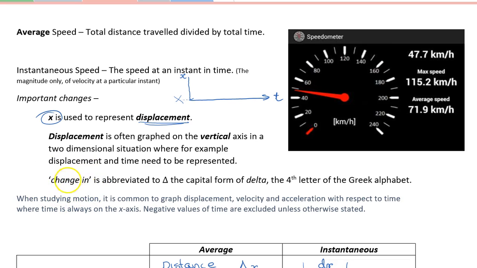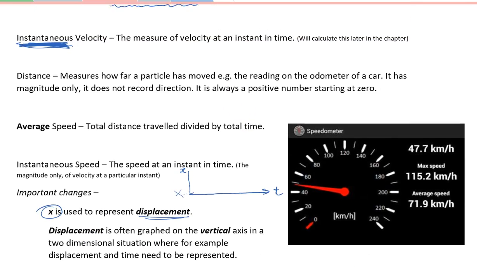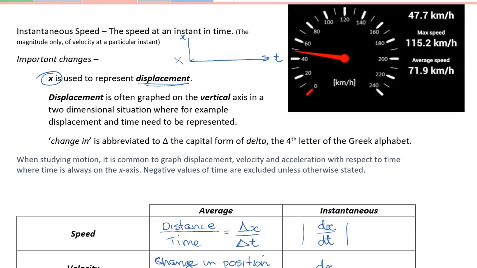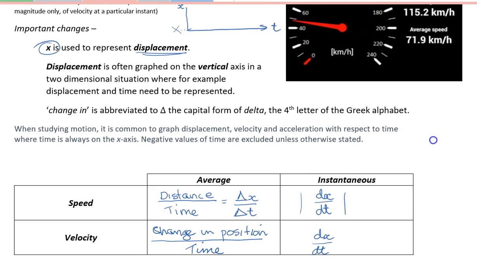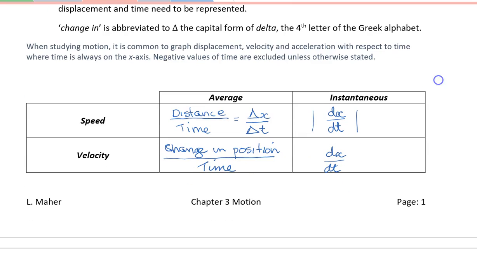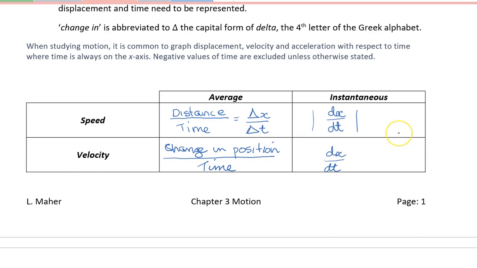You'll hear a lot about this change in. So you heard that first introduced back here, where average velocity is the change in displacement. The symbol we use is this delta, which is just a Greek symbol, and so if you see this triangle, you'll know it's referring to a change. And it's just reinforcing the concept that time is always on the x-axis and negative values of time are excluded unless it specifically says. This becomes a nice little summary.